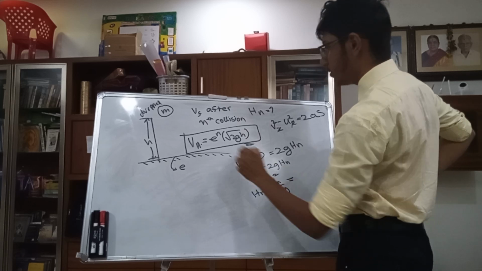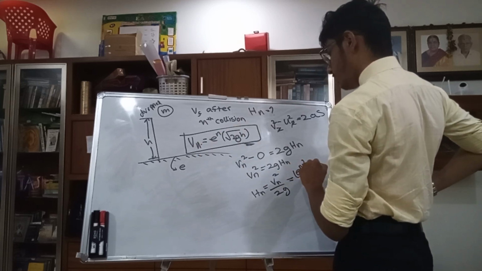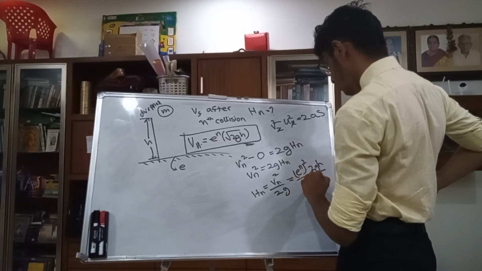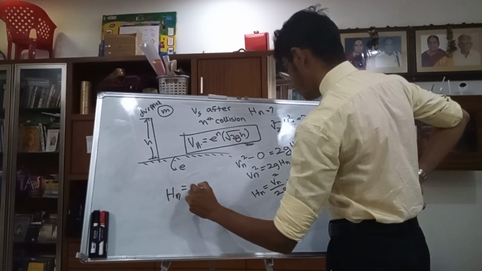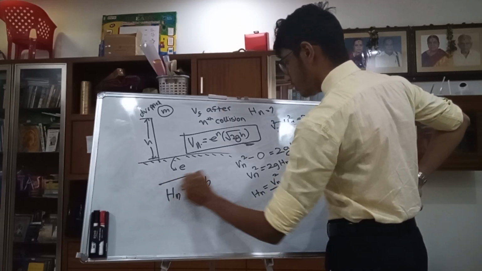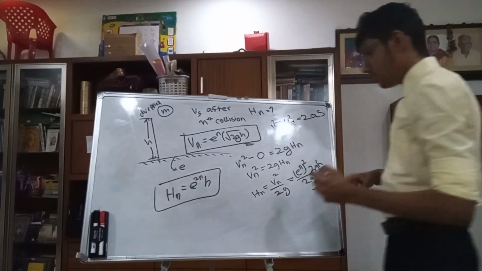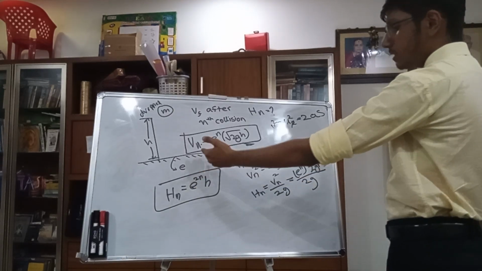Now we know what vn is. Vn is e power n whole square into 2gh divided by 2g. So from here I can write hn equal to e power 2n times h, where h is the initial height. So in the exam, if they ask the height attained by the particle after the third collision, you directly substitute n is equal to 3. That will give you e power 6 h.